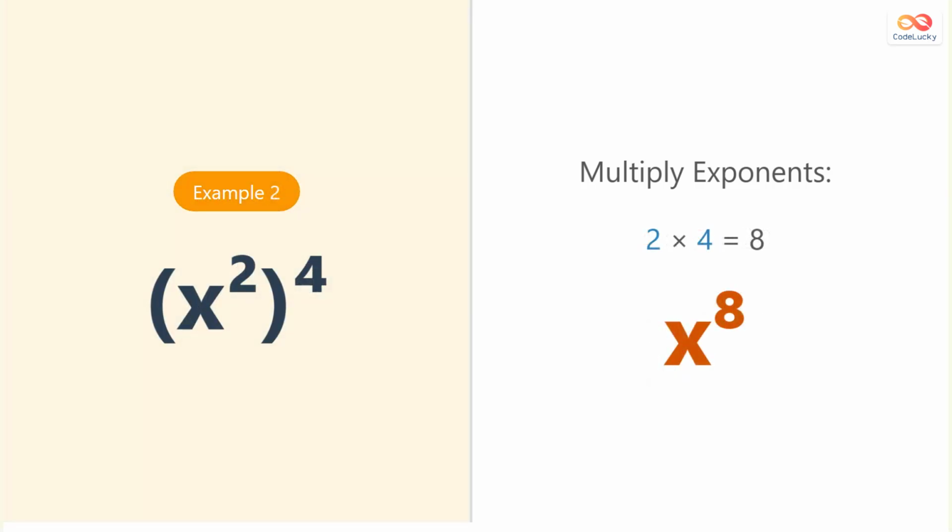Here is another example. x squared raised to the 4th power. We multiply 2 by 4 to get 8. The simplified expression is x to the 8th power.